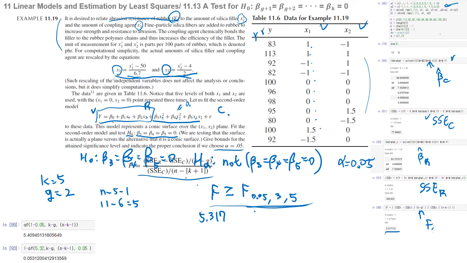This one is 5.409, which is larger than 5.317. So we do not reject the null hypothesis. Do not reject H0. This is our conclusion, and to calculate the p-value, you can use this formula. So the p-value is this amount.